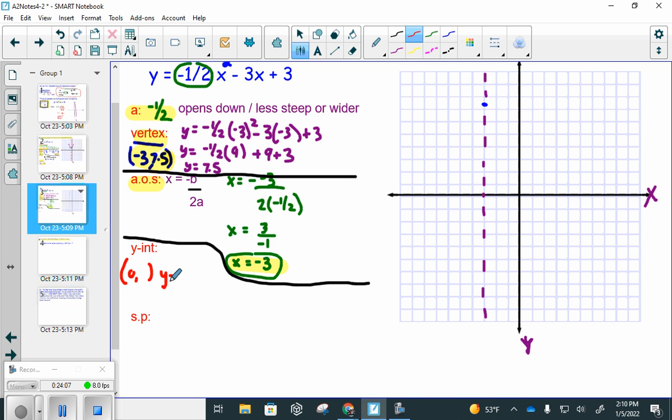So your problem is y equals -1/2 times 0 squared minus 3 times 0, and then plus 3. You're going to work that out. 0 squared is 0. 0 times anything is 0. Then this piece, -3 times 0 is 0. And then you're going to drop your plus 3 down. And so right now we're looking at y equals 3. So your y-intercept, the place where this graph crosses the y-axis, is the location 0, 3.